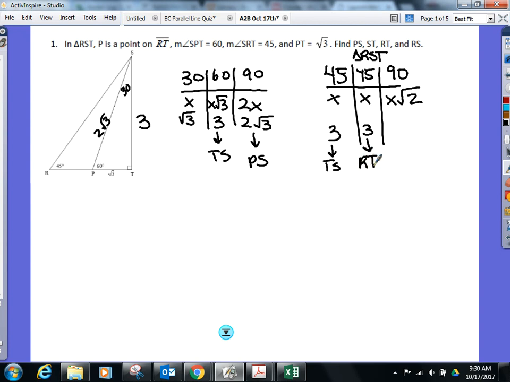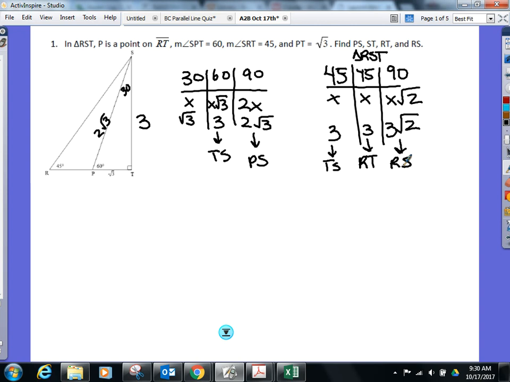Now, what's the side across from the 90 going to be? 3 radical 2. Name that side in triangle RST. RS, which is the last side I needed to find. We good, Olivia? Okay. Let's go.